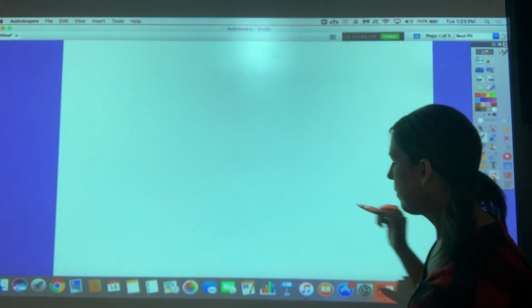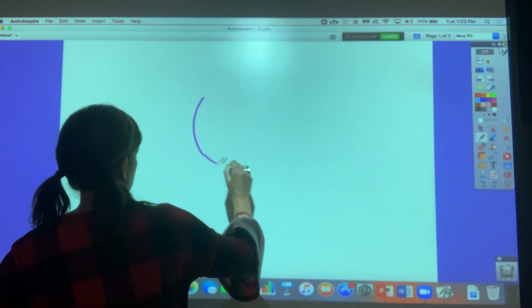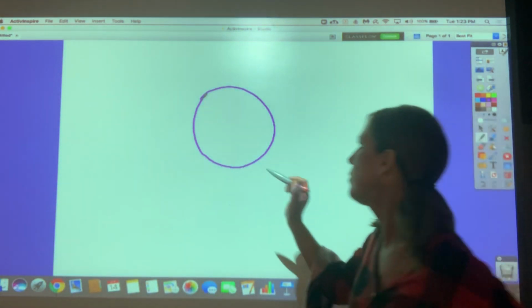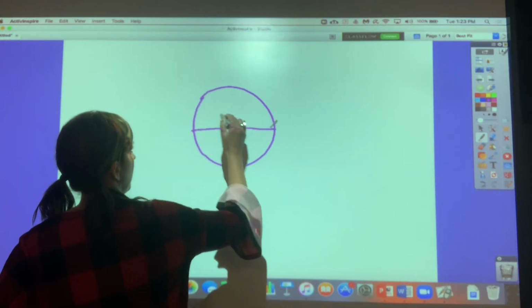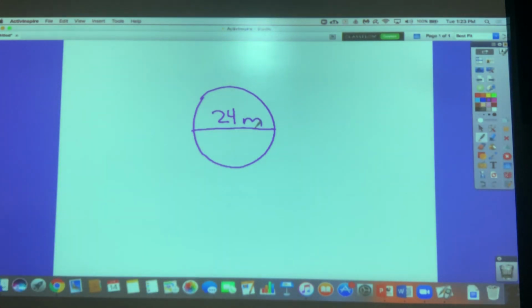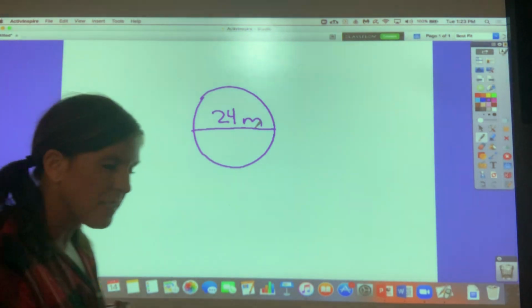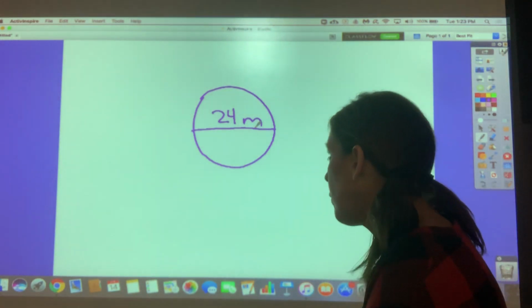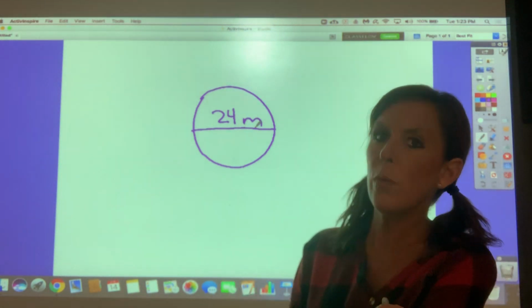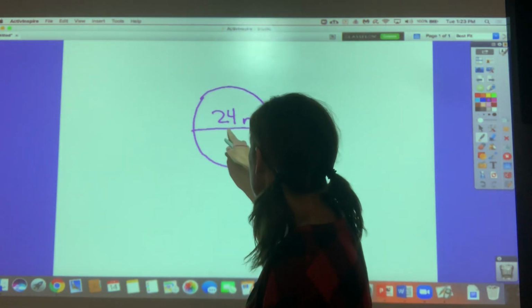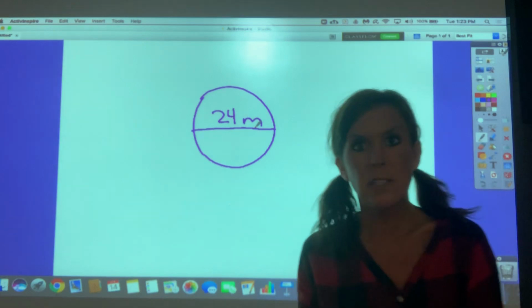Let's look at a different problem where we'll need to use a different value for pi. We have a circle, and we know that this circle's diameter is 24 meters. When we're finding area, area equals pi times the radius squared. So the first thing we need to know is the radius. If the diameter is 24, then what would the radius be? A radius and a radius, so it must be 12. So 12 is going to be our radius.